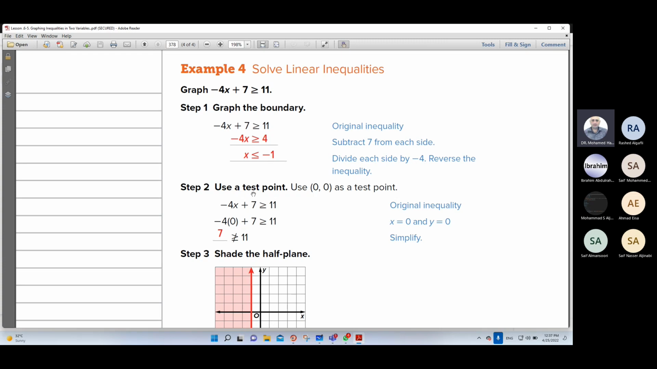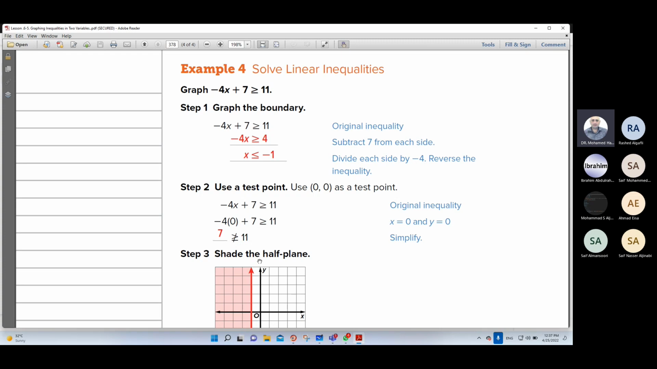The second step, use a test point. At first, we can use (0, 0) as a test point. So this is the inequality. Put the value of x as 0. Is negative 4 times 0 plus 7 greater than or equal to 11? So negative 4 times 0 is 0, it means here 7. Is 7 greater than or equal to 11? No, not greater than or equal.